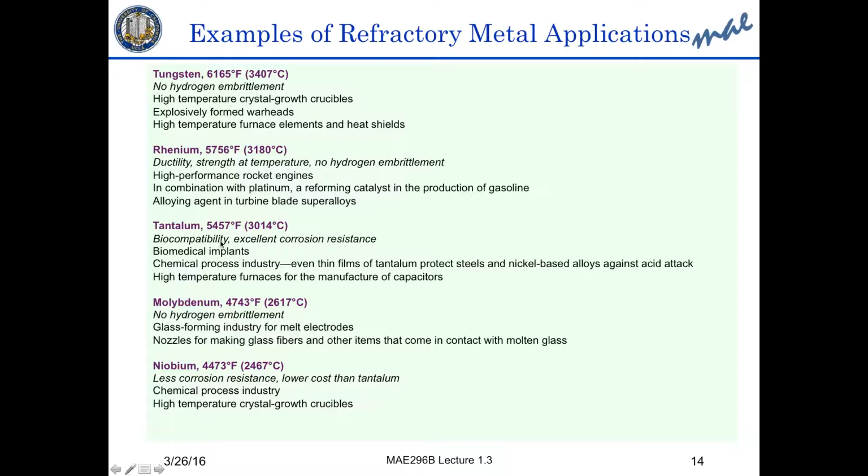Tantalum has biocompatibility and excellent corrosion resistance, so we use it for coatings and for chemical implants and so forth, and high temperature furnaces. Molybdenum, although it is 1000 degrees lower than tungsten, is more malleable and ductile, and therefore can be used for applications like melt electrodes, and also in thrusters of space applications. Niobium is also a ductile metal, and it's lower cost.